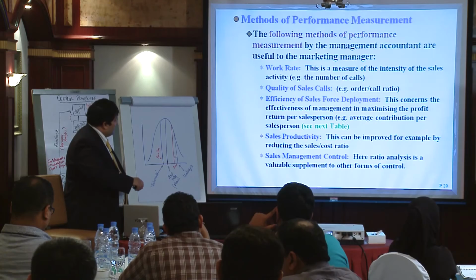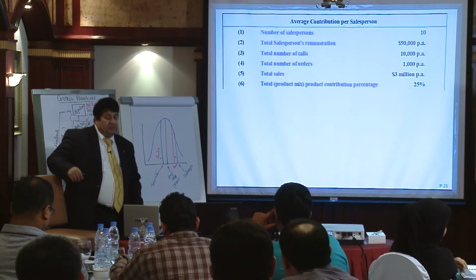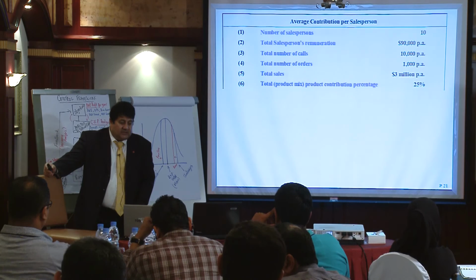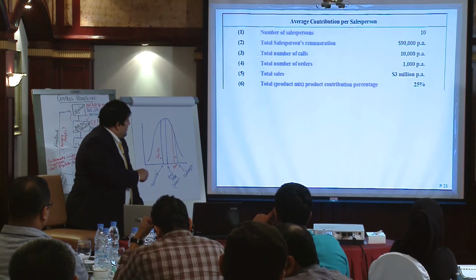Okay, so here's a good example. Let us say that you have these 6 things. The number of salespersons, the total salesperson remuneration, the number of calls, the number of orders, the total sales, and the product contribution margin. Now out of this, only one of these, the number of calls, that is the number of sales calls, is not in the accounting system. Everything else is in the accounting system.